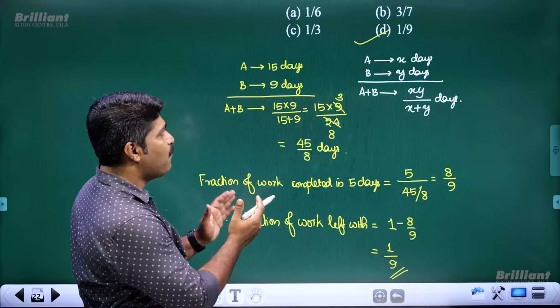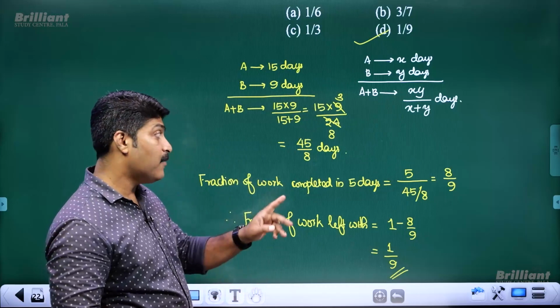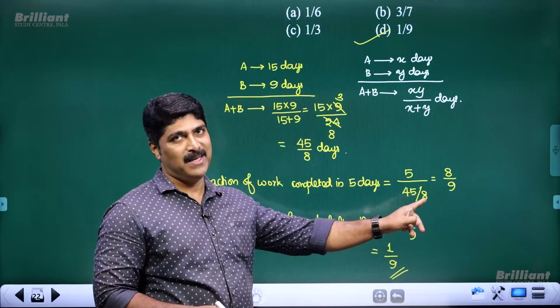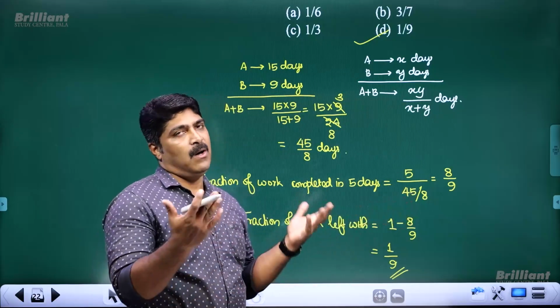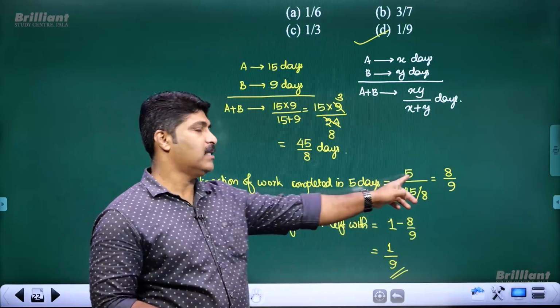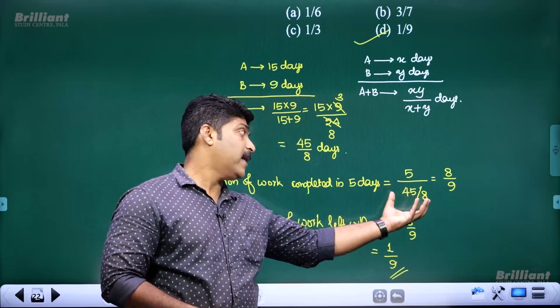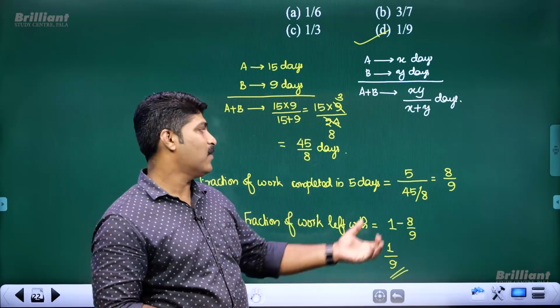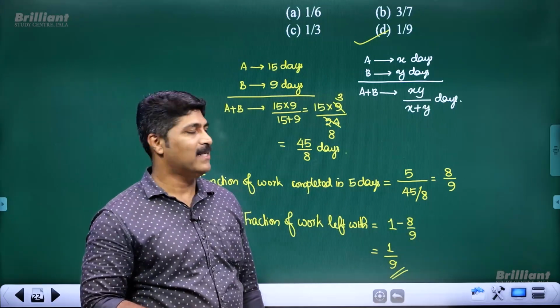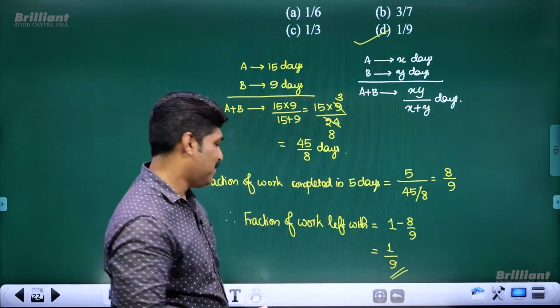So, this is the fractional type of approach. Here you have to understand this very important point. How many days they are involved in the work, that is 5, divided by the total number of days required, that is the denominator. This is equal to 5 divided by 45 by 8. Like that we can find the fraction.